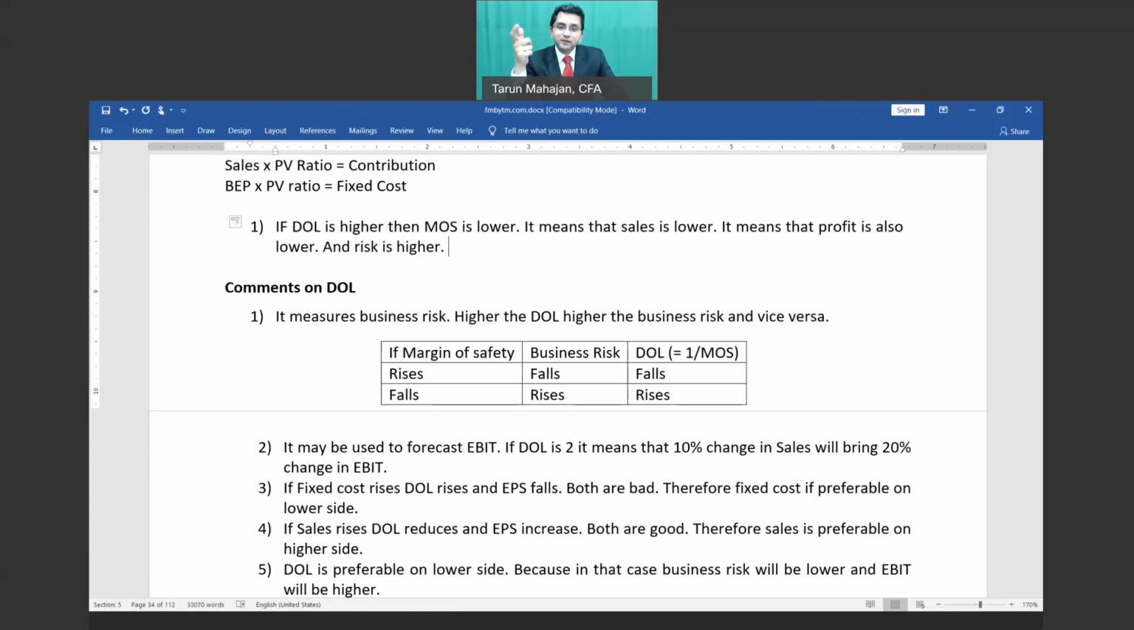And vice versa. What does that mean? If DOL is lower, business risk is lower. If DOL is lower, then margin of safety is higher, sales is higher, profit is higher. So what do you say? How would you prefer the DOL to be? Can you tell me? Would you like the lower DOL or the higher DOL? Yes, exactly. DOL should be lower. That's right.